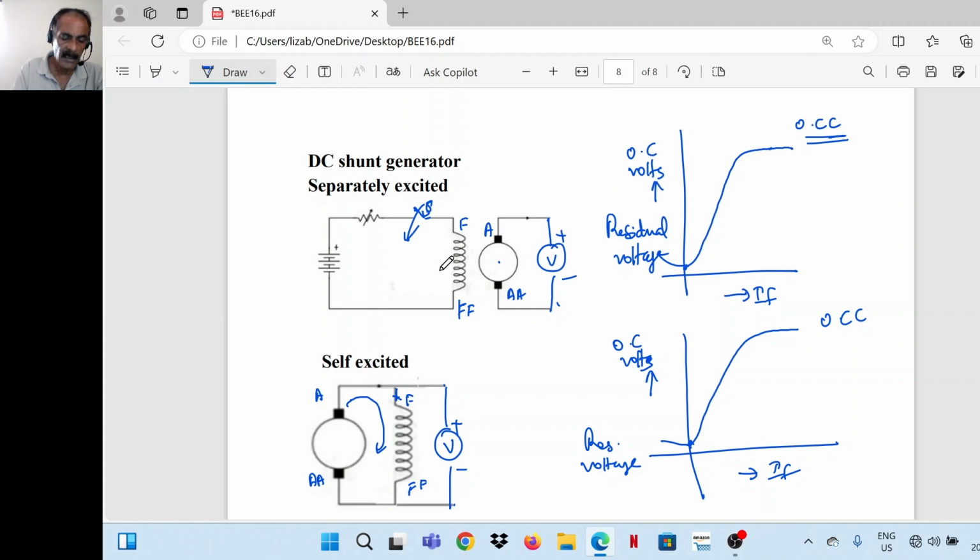So this is called a separately excited generator, and this is called a self-excited generator. In a separately excited generator, there is a separate source meant for exciting the field winding, whereas in a self-excited generator, the field winding is connected across the armature terminals.